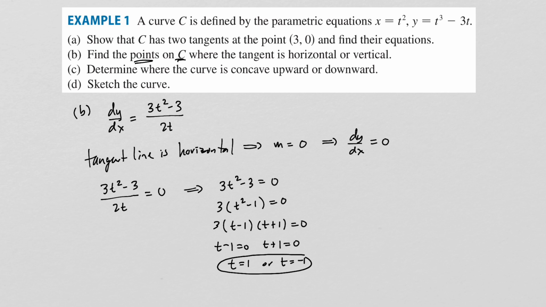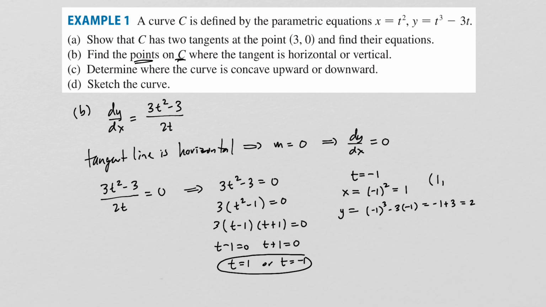What we have to do is take both of those values. So we'll start with t equals negative 1 and plug it in for t in the equation to get x, and plug it in for t in the equation to get y. So x is going to be t squared, which is negative 1 squared, which is 1, and y is going to be t cubed, which is negative 1 cubed, minus 3 times t, so minus 3 times negative 1, and this is negative 1 plus 3, which is equal to 2.